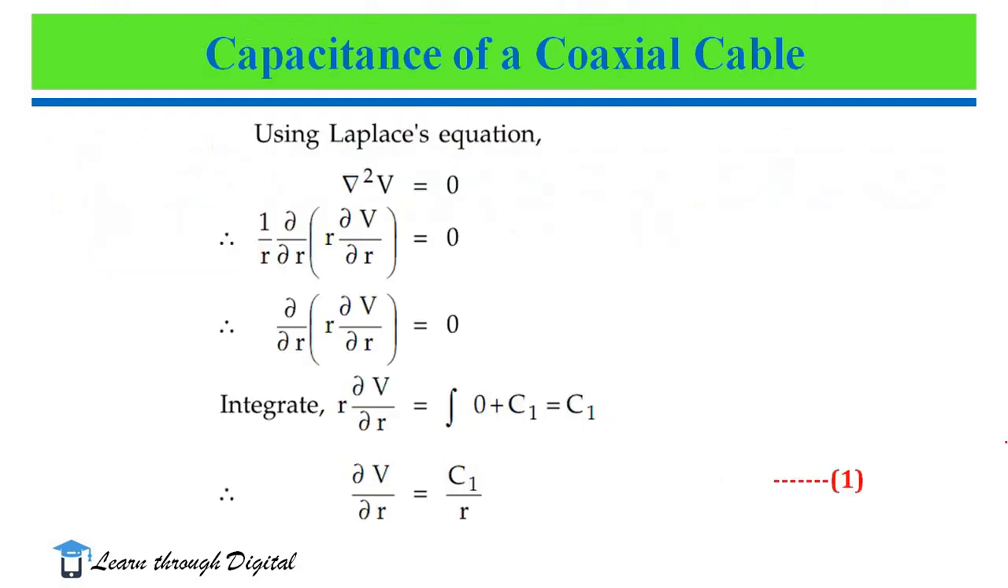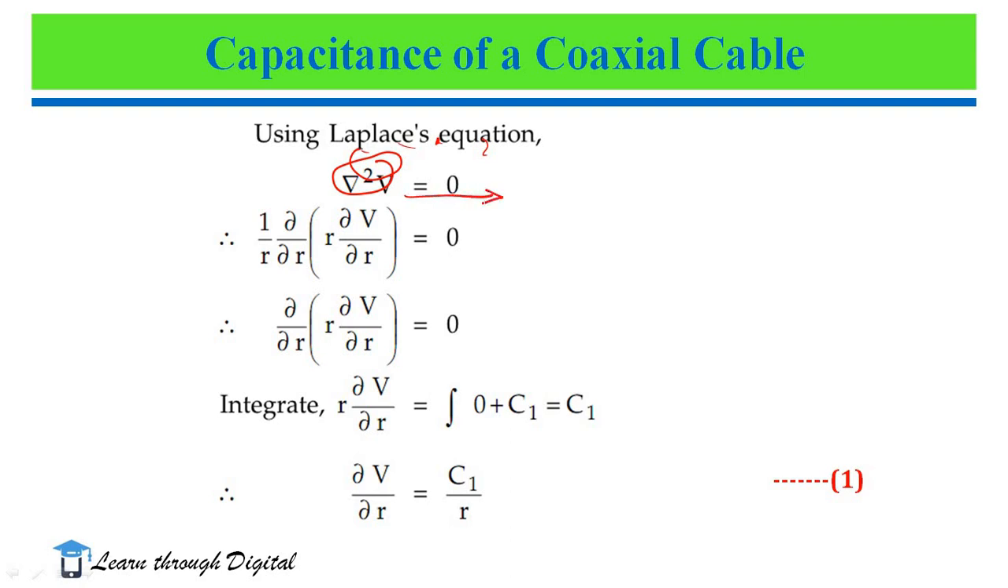In this method, we start the derivation from the Laplace equation. As we know, the Laplace equation is del square V is equal to 0. This is the Laplace equation, del square V is equal to 0.